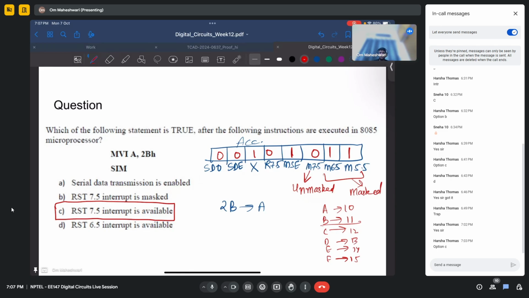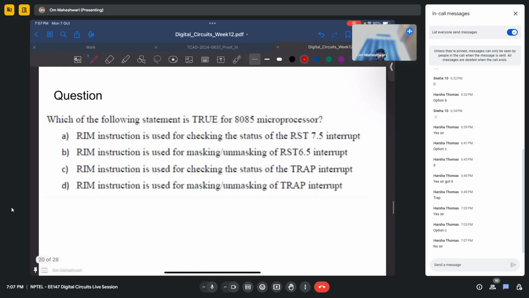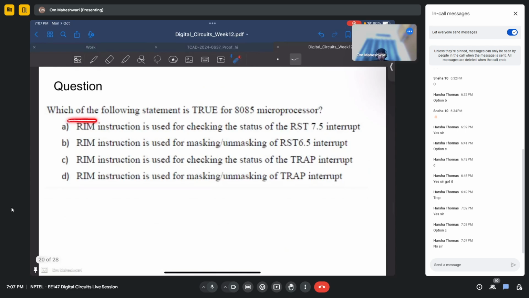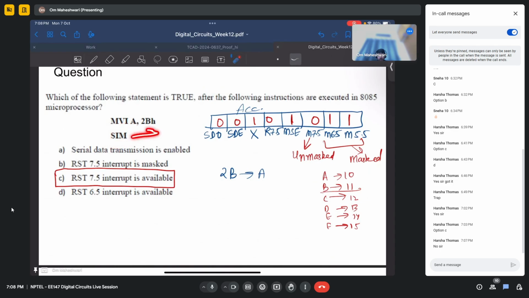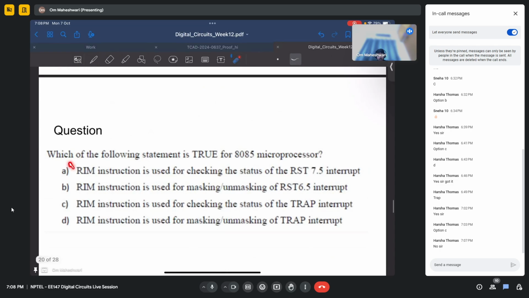Are there any doubts in this? Okay. Next question. Which of the following statements is true for the 8085 microprocessor? So now we are talking about something new, which is RIM, right? We just saw what SIM is. It is set interrupt mask. RIM is just the opposite of it. That is read interrupt mask.